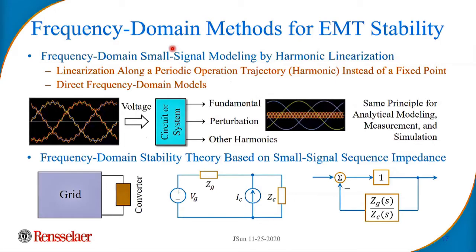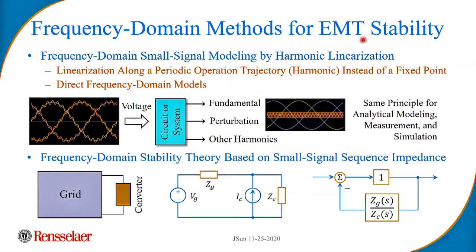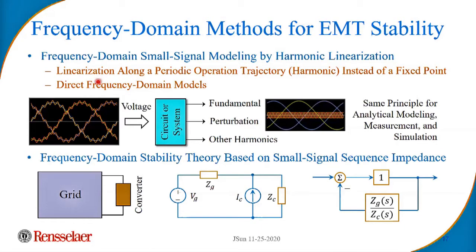In general, I call these frequency domain methods for EMT stability, and it has basically two components. One is modeling at the component level, because fundamentally we need linear frequency domain models for each component before we can study the system, right? There's a technique we apply called harmonic linearization that allows us to develop linear frequency domain models for converters in a systematic way, and gives us the frequency domain model directly.